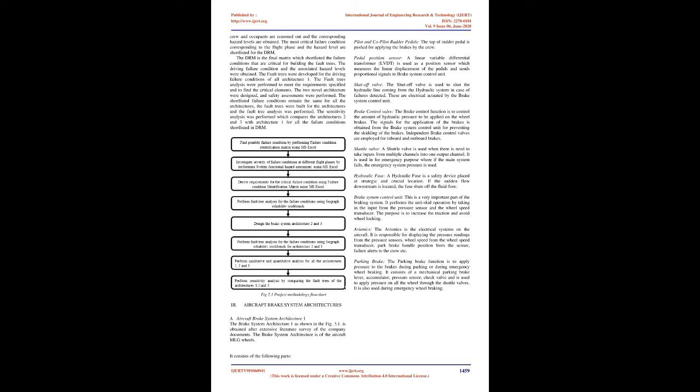The SFHA evaluated the failure conditions shortlisted in the FCIM at different flight phases, and the effects on the airplane, crew and occupants are reasoned out and the corresponding hazard levels are obtained. The most critical failure condition corresponding to the flight phase and the hazard level are shortlisted for the DRM. The DRM is the final matrix which shortlisted the failure conditions that are critical for building the fault trees. The driving failure condition and the associated hazard levels were obtained. The fault trees were developed for the driving failure conditions of all architecture 1. The fault tree analysis was performed to meet the requirements specified and to find the critical elements.